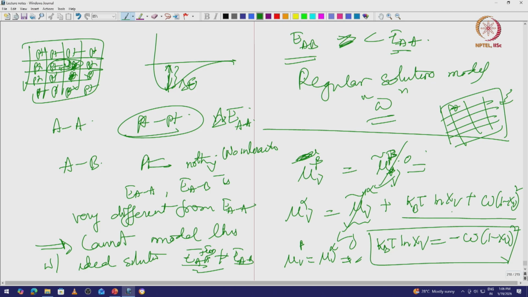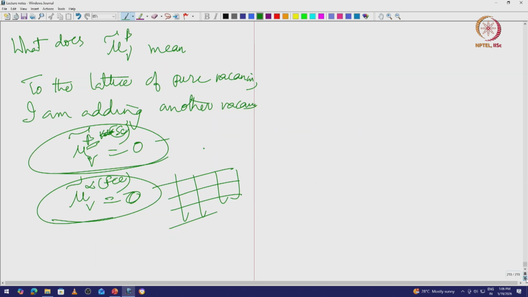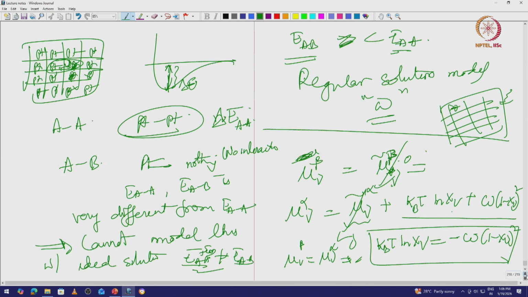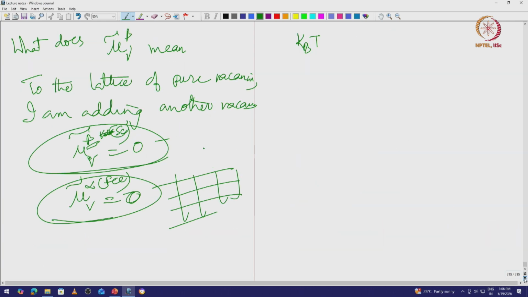All right, now comes the fun, right. So, let me rewrite this equation, let us call it equation 1. Okay. So, if I am writing equation 1 again, kBT ln xv is equal to minus omega times (1 minus xv) whole square.